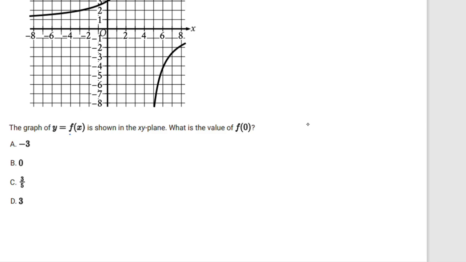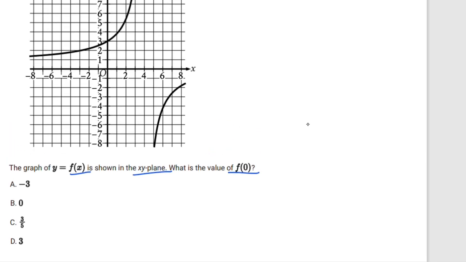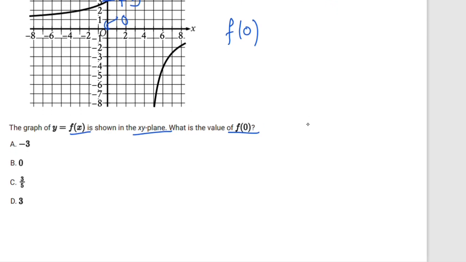The graph of y equals f(x) is shown in the xy plane. What is the value of f(0)? Alright, so here we have a graph. Now it is asking what is the value of f(0), meaning at x equal to 0, what is the value of y? So as we see, at x equal to 0, the value of y is plus 3, right? So the value of f(0) is plus 3. So D is our right answer. Next question.